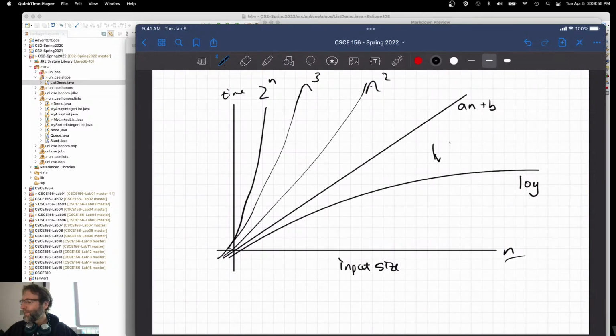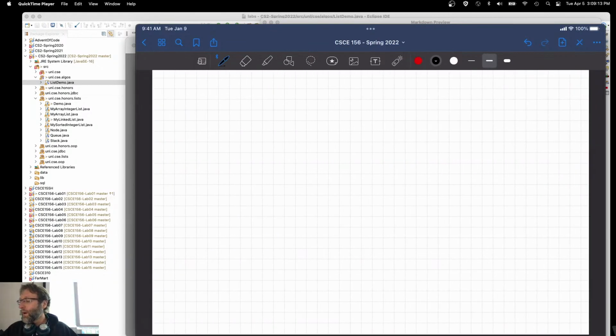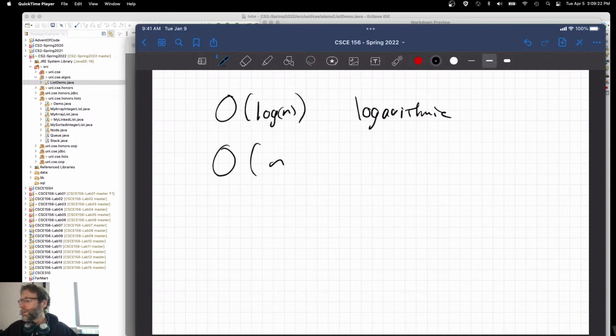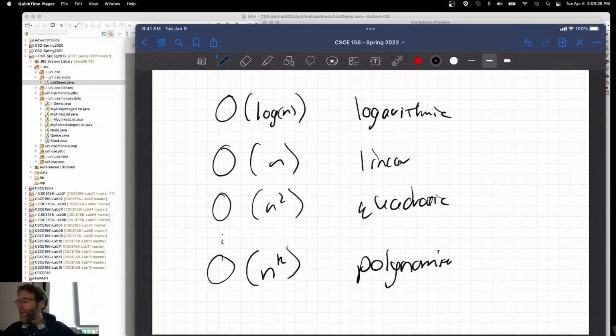So there is your orders of magnitude, right? Better and worse. Or worst, worse. There we go. All right? And we're going to use a tool called Big O to get rid of all those constants and say that the functions that we've looked at so far are going to be order log n. This is logarithmic. Order n is going to be linear. Quadratic. Cubic, or in general, order n to the k is going to be polynomial. Why? Because that's a polynomial.